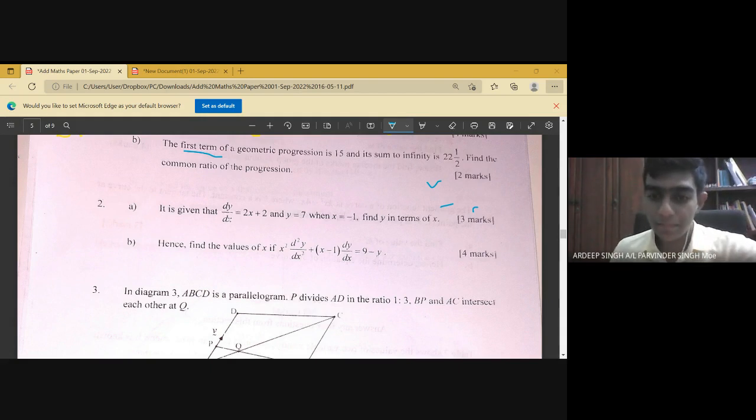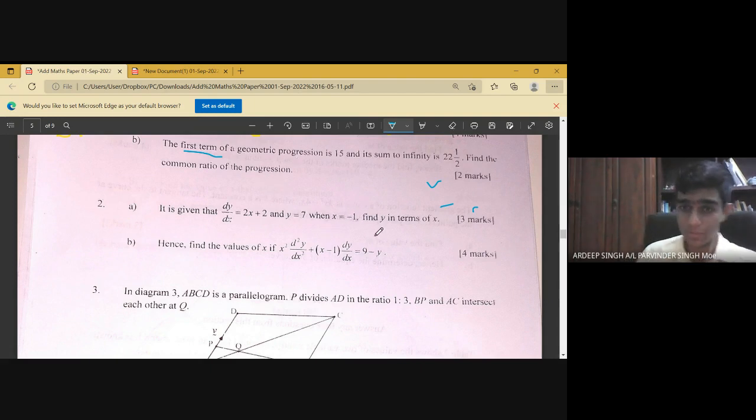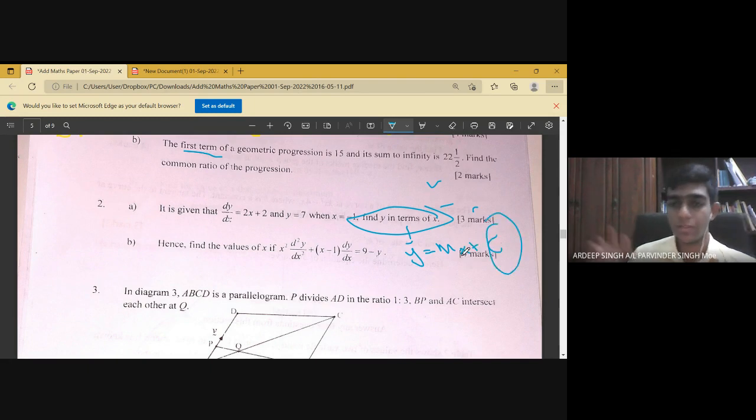All right, before now, we're going to go through number 2. Number 2 is about the concept of dy dx, which is differentiation. Dy dx here is a famous topic in SPM. So dy dx is 2x plus 2, and y is equal to 7 when x is equal to minus 1. Find y in terms of x. Y in terms of x means y equals mx plus c. So in this order, you need to find the c because they want you to find y in terms of x.